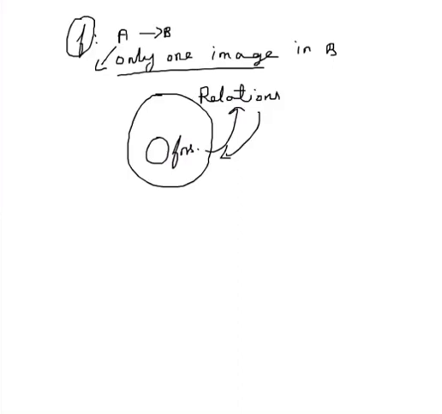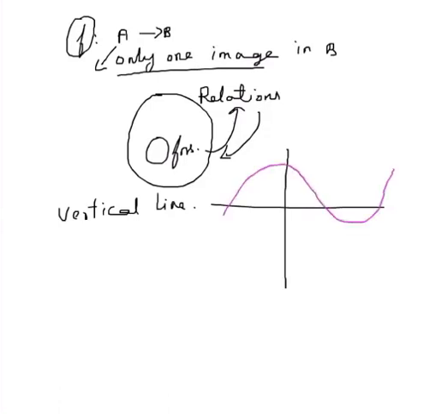Now, to check whether a relation is a function or not, we can do a vertical line check if the graph is given. For example, the graph is like this, say. This is the graph of the function. So we can draw a vertical line. Y-axis, origin, x-axis. I'm drawing a vertical line and checking. If it cuts the graph at only one point, that means it is a function. It has a unique image, therefore it becomes a function.